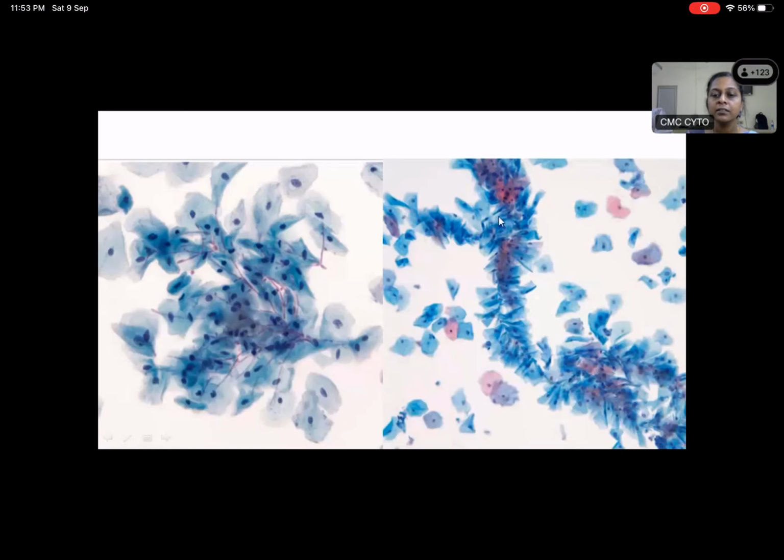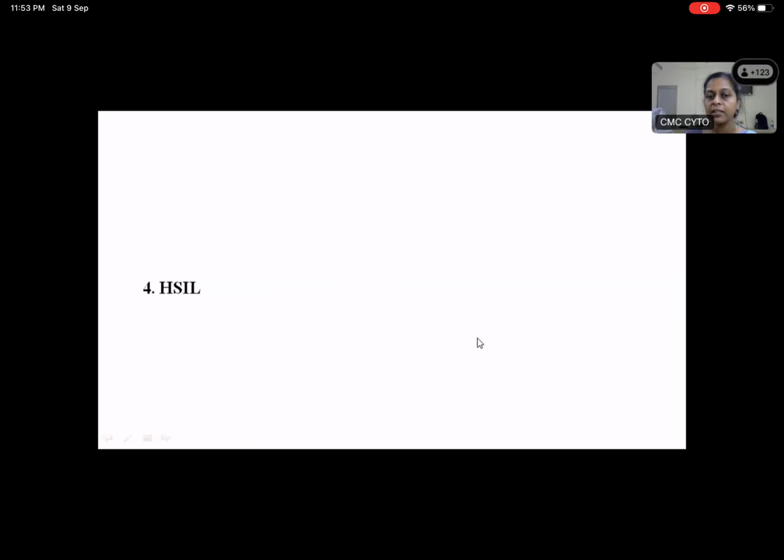And this is called a shish kebab appearance. This is a textbook picture, where a group of squamous cells gets pierced through by the Candida, giving a shish kebab appearance. Here this textbook picture shows very clearly spores, and you can see the pseudohyphae. So that was candidiasis.